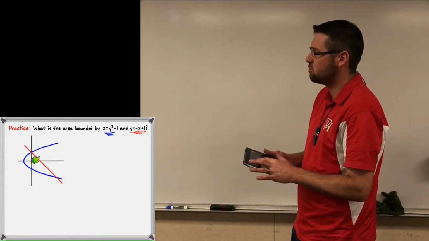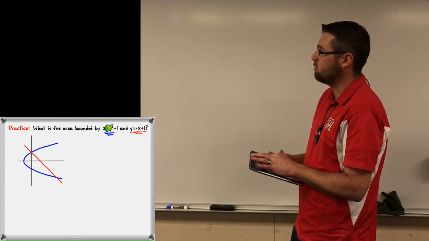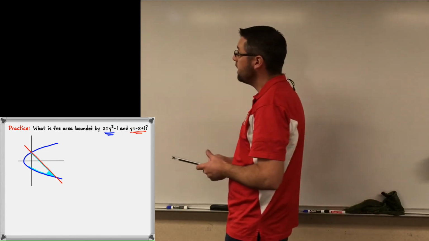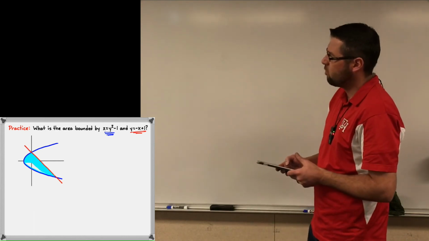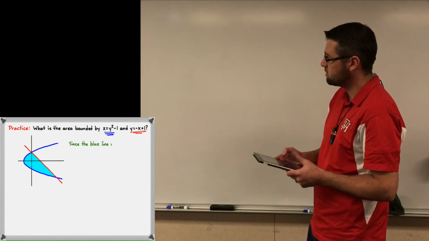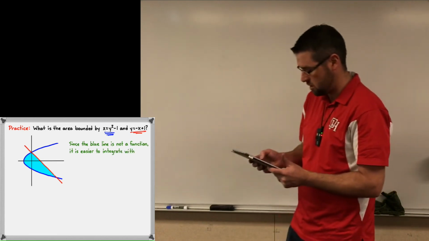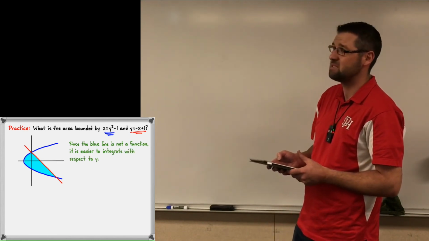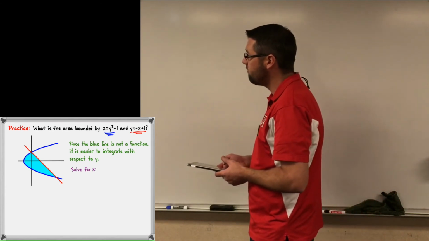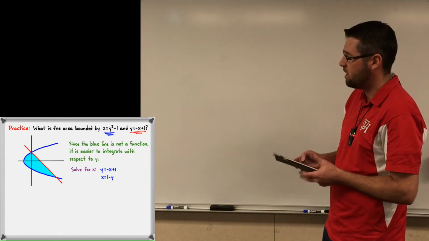So let's look at it in terms of y. What's the first step I have to do? Solve for x. That one's already solved for x. This one's not, so let's go ahead and do that. X equals negative y... or y minus 1? 1 minus y, yes, I meant to say 1 minus y. Since the blue line is not a function, it's easier to integrate in terms of y. You could, in some cases, continue doing it the old way, but not in all cases. So we're going to solve for x, and the first one's already done. The second one is going to be x equals 1 minus y.